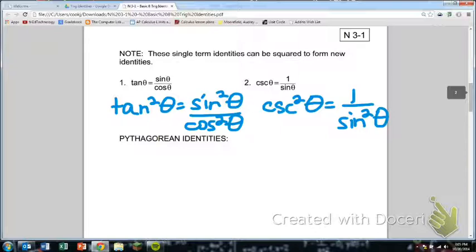All right, and then the last of the basic 8, so we've seen 5 of them, so there's 3 more. They're called Pythagorean identities because they look like the Pythagorean theorem. Something squared plus something squared equals something squared.